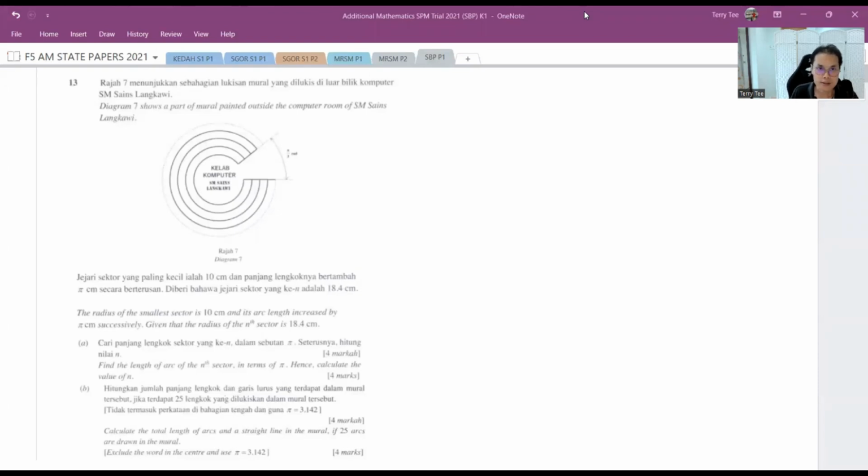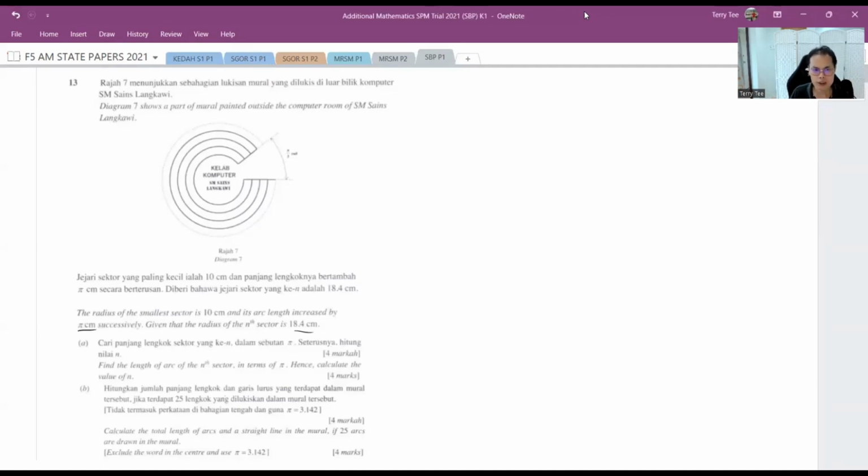Okay, question 13. This is from Form 4 Chapter 5, Progression. Here we have a diagram that shows part of a mural painted outside the computer room of SM Sains Langkawi. The radius of the smallest sector is 10 cm and the arc length increases by π cm successively, and the radius of the end sector is 18.4 cm. You're supposed to find the length of arc of the end sector in terms of π and then calculate the value of n. You've got to understand this first.